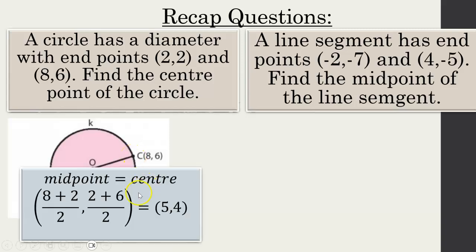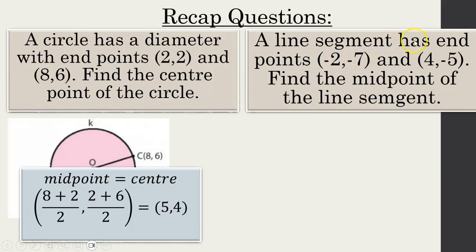That's quite simple. I just say, okay, the midpoint is equal to the center. Find the average of the x-coordinates. So what are the x-coordinates? 2 and 8. So 8 plus 2 divided by 2. Then I find the average of the y-coordinates. That's 2 plus 6 divided by 2. Then I get the midpoint is 5, 4. So the center point there would be at 5, 4.